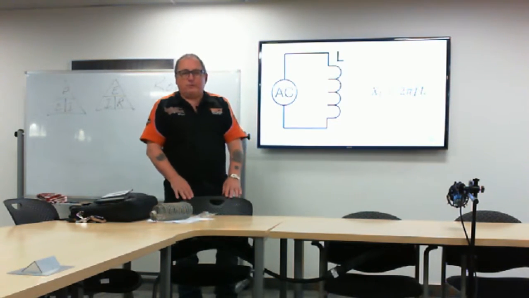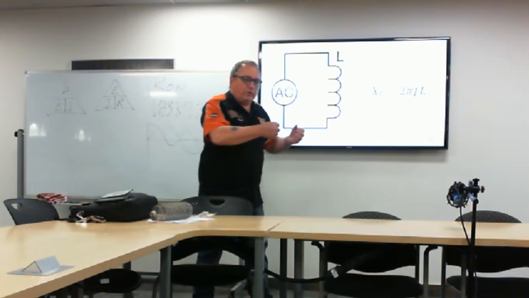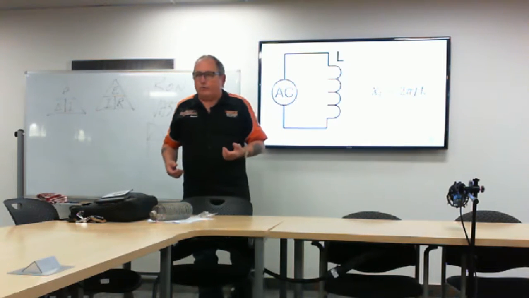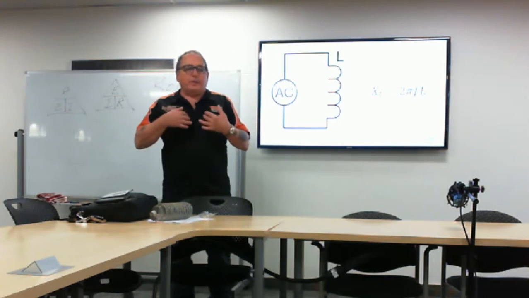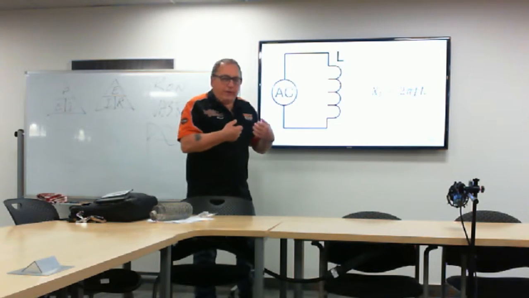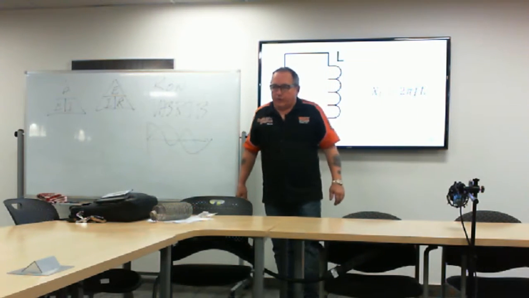When I told you that the current lags the voltage, it does, and there's a measurement for that, and it's called reactance. That reactance is the resistance that the coil creates for the electricity trying to go through it back and forth. We call it reactance because it's something that reacts to change, and that change is the frequency of the signal or the current.